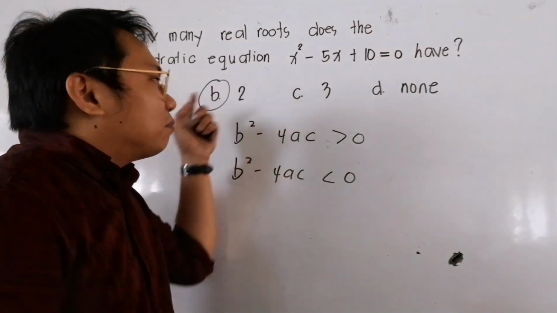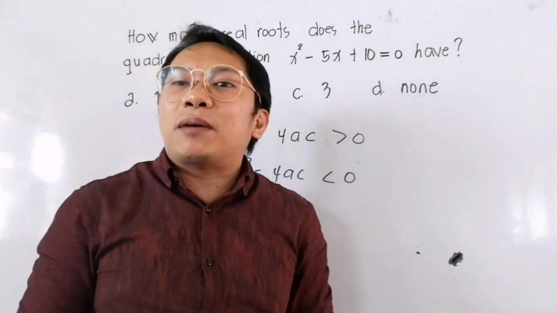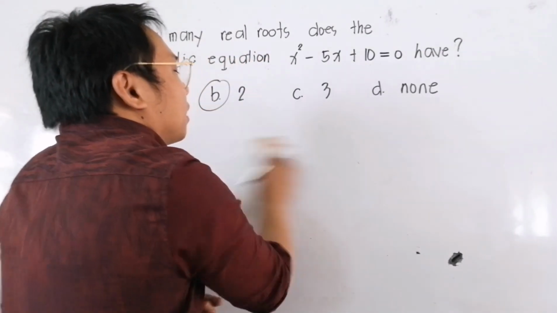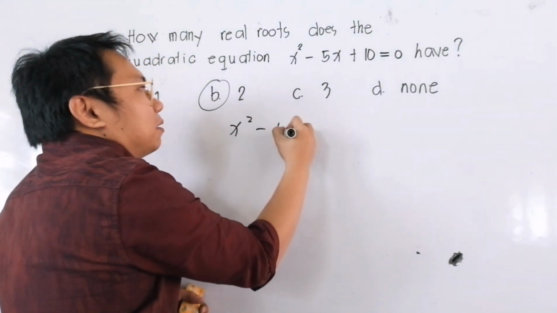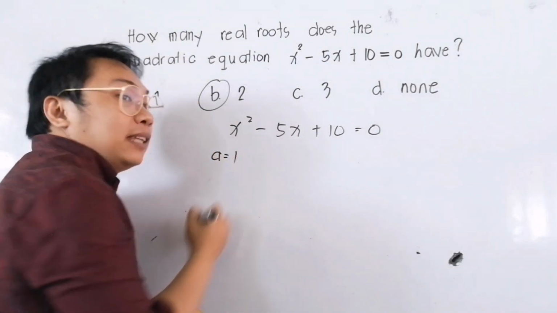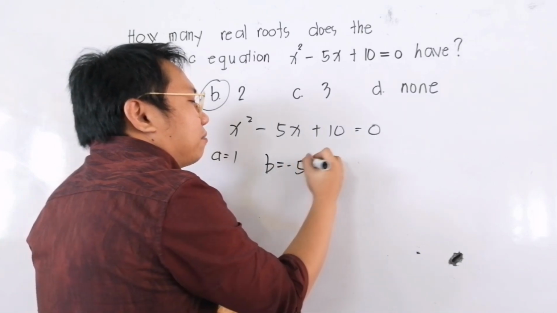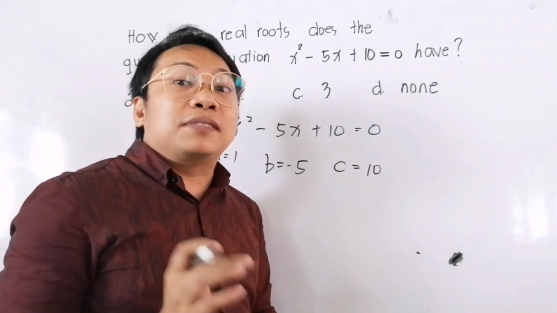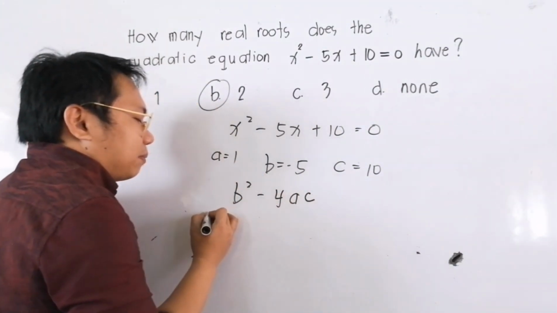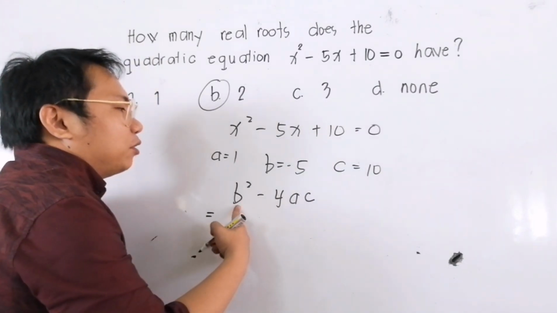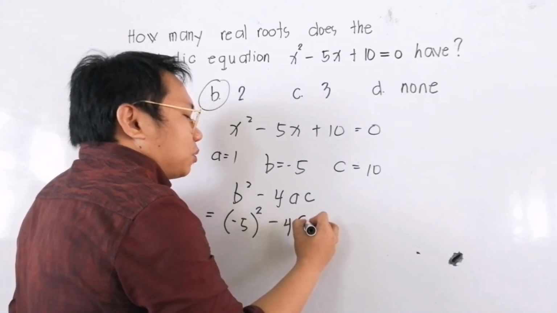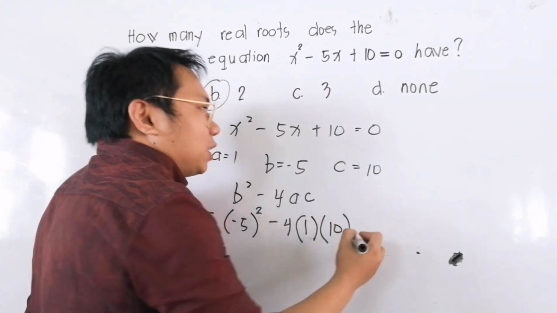So, solving first for the discriminant of your x squared minus 5x plus 10 equals 0 for you to identify the nature of the roots. In here, of course, your a is equal to 1, your b is negative 5, and your c is positive 10. Taking the discriminant, you have b squared minus 4ac, substituting its values. The value of your b is negative 5. You have negative 5 squared minus 4 times your a, 1, times your c, which is 10.